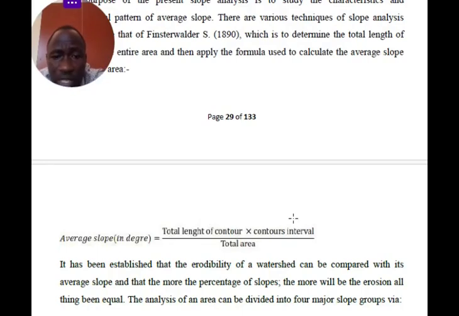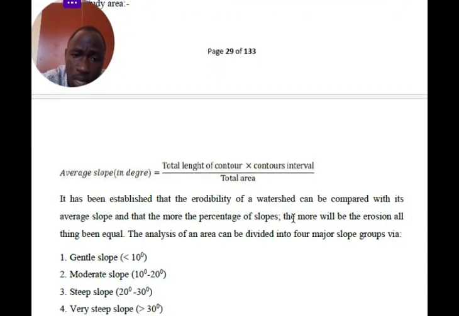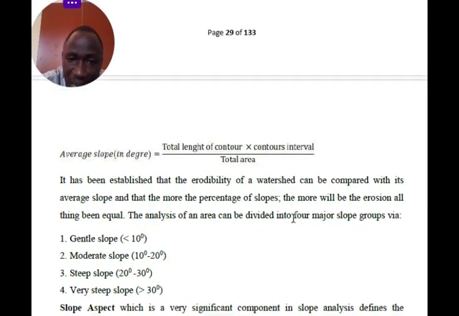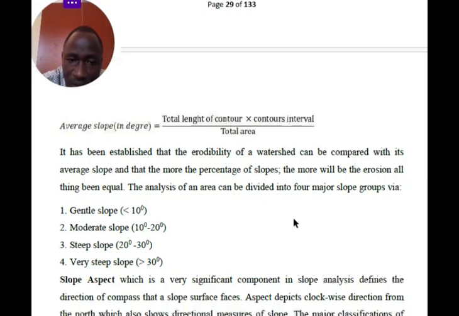When we move on, they are talking about how we can calculate the average slope. It looks at the total length of the contour times the contour interval, then you divide that by the total area. That's how we establish the average slope. When you continue below, they are showing how they get these units.